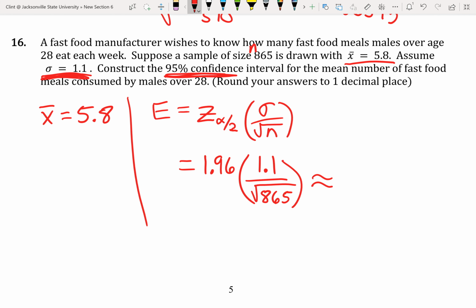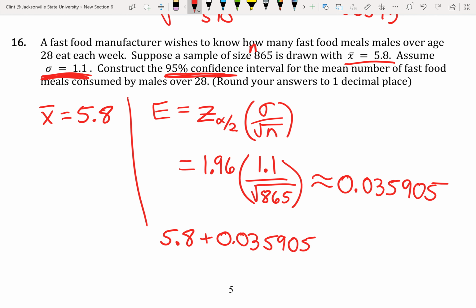And then we're going to leave several decimal places here. So 1.96 times 1.1 divided by the square root of 865. So we get 0.035905 if you keep 6 places. And then we'll do 5.8, our sample mean, plus that number, 0.035905. It says round our final answer to 1 decimal place, so let's see what we get. 5.8 plus 0.035905, and we round, we get 5.8.